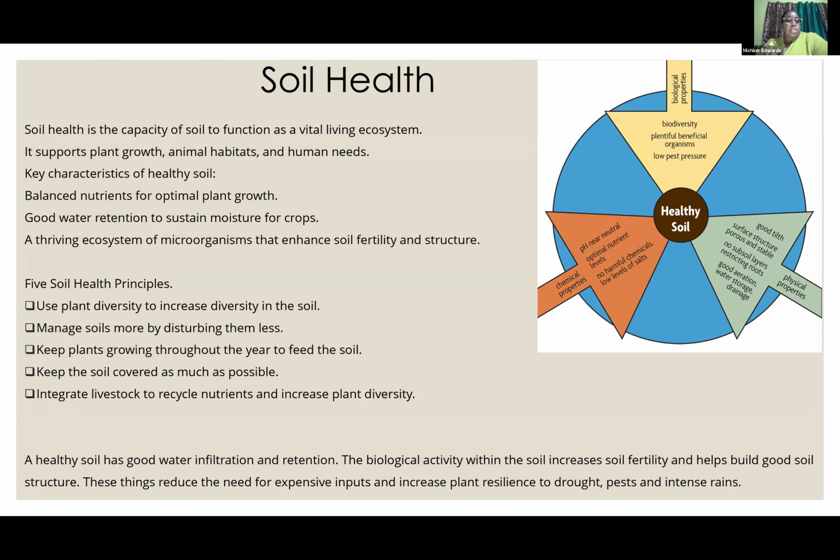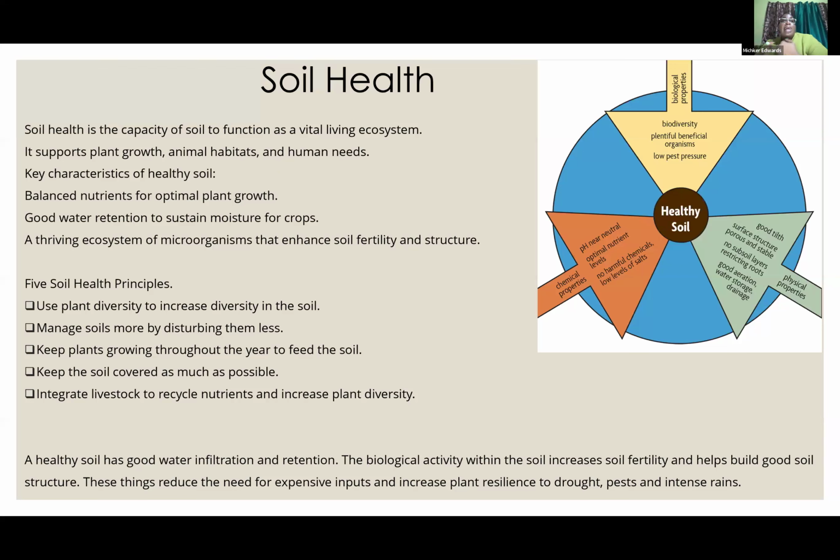Keep your plants growing throughout the year so that they can feed the soil. Oftentimes, if you take good care of your plants, especially tomato plants, you can have them growing throughout the year. That requires pruning, proper care, and proper methods of harvesting, not pulling from the plants. I will touch on that on the last day of my session. Keep the soil covered as much as possible to prevent things like soil erosion. Integrate livestock to recycle nutrients back into the soil.